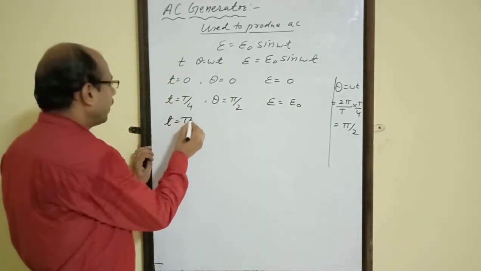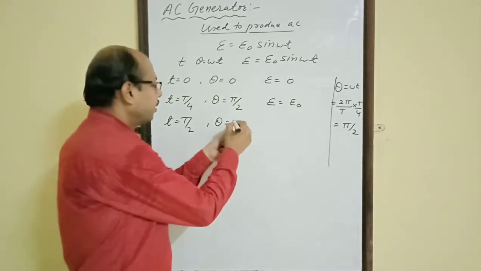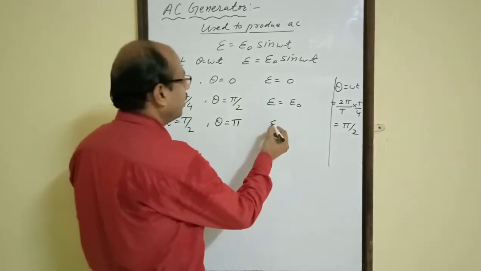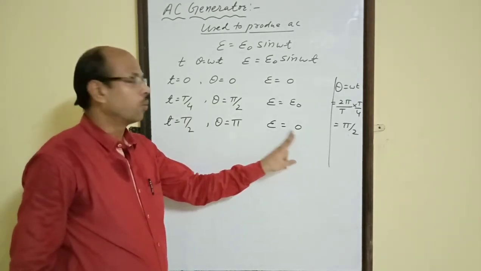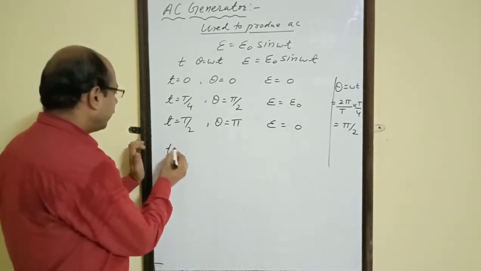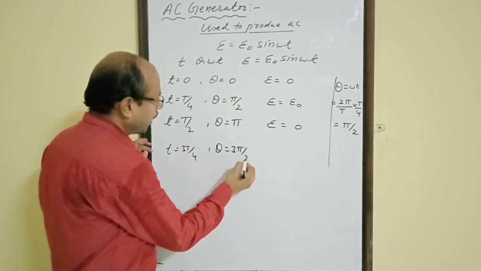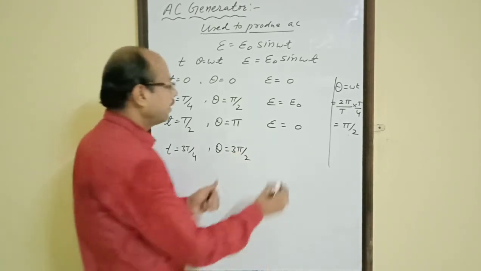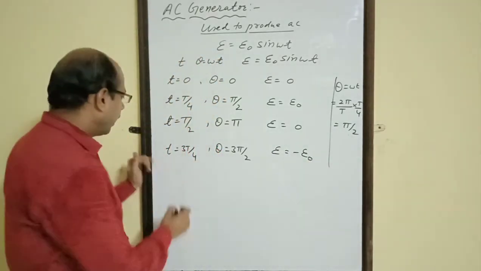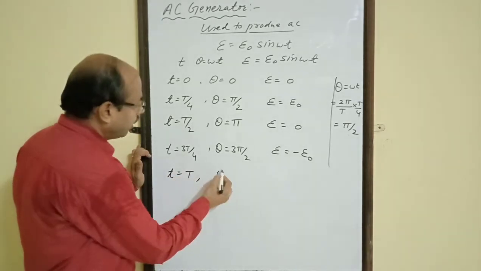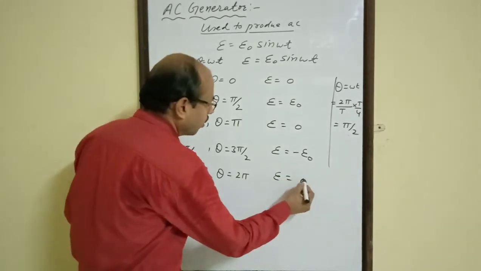If t equals to T by 2, then what will be theta? Theta will be pi, and therefore E equals to again 0, because you know that sin pi equals to 0. Then if t equals to 3T by 4, then theta will be equal to 3 pi by 2, that we can say 270, and in that case E will be minus E naught because sin 270 is minus 1. And finally t equals to T, then theta will be equal to 2 pi, and you know that sin 2 pi is 0, therefore E equals to 0.